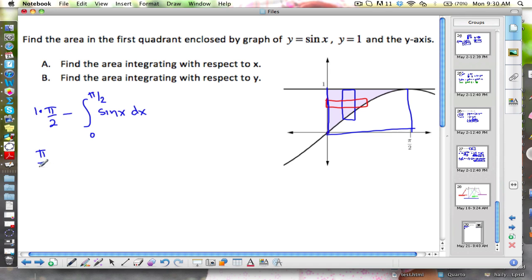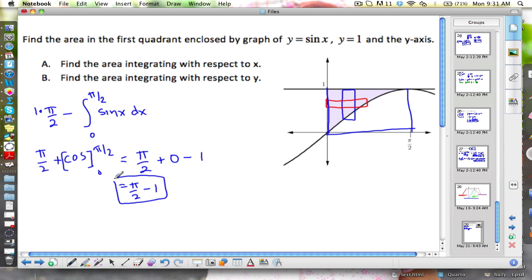So that's pi over 2 minus the integral of sine is minus cosine, so that's minus times a minus, so plus cosine from 0 to pi over 2. Okay, equals pi over 2, and then cosine of pi over 2 is 0, so that's plus 0, minus cosine of 0, which is 1. So our answer here will be pi over 2 minus 1. Alright, so that's with respect to x.